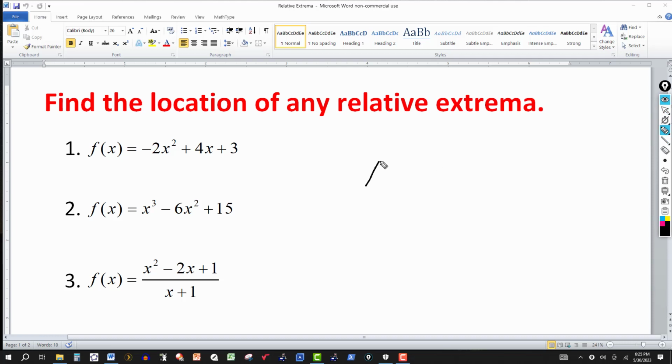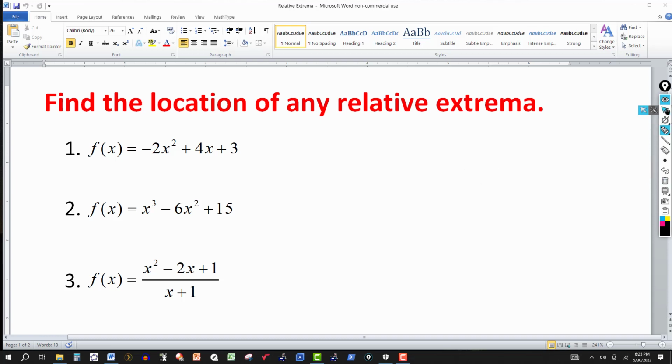If a parabola opens down this way, you've got a vertex right here, say at (h, k). That's your relative maximum. In this case, it's an absolute maximum because that's the highest point. Or if you have a parabola that opens up, at the vertex right there you have a relative minimum. And again, it's an absolute minimum because that's the only one.